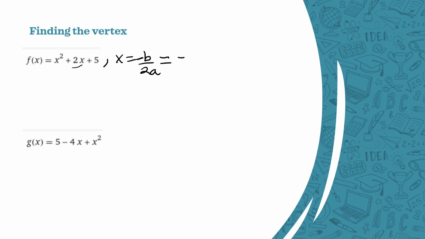So negative 1 times 2 over 2 times, well, what's my a? A is the leading coefficient, the one with the x squared term. Here, it's just 1. Even though it's invisible, it's still a 1. So negative 1 times 2 is negative 2. 2 times 1 is 2. Negative 2 divided by 2 is negative 1. So x equals negative 1. That gives me the first coordinate of my vertex.